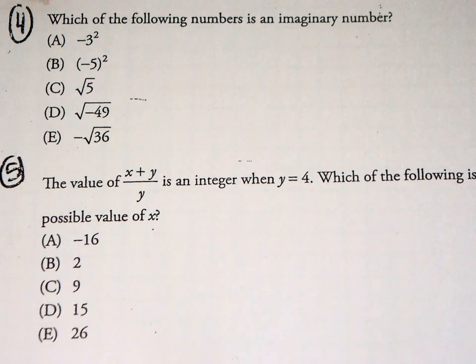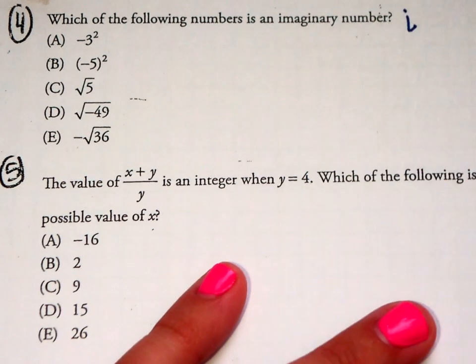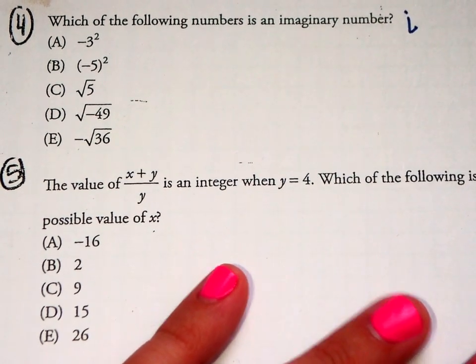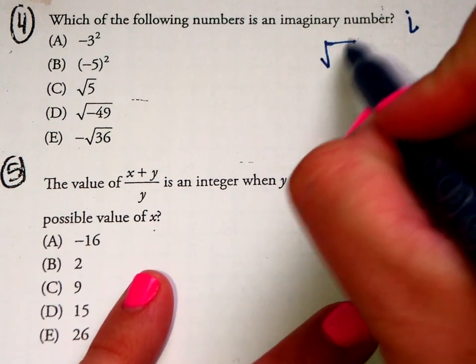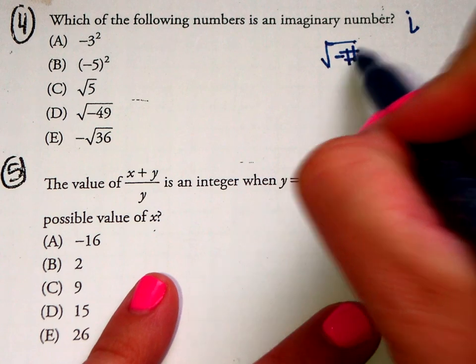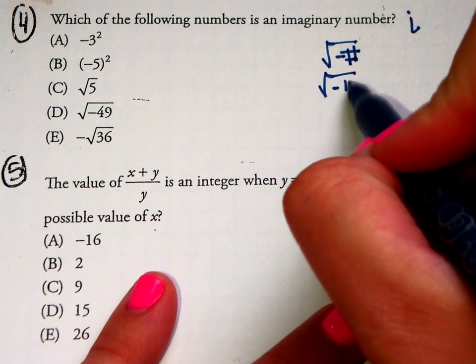To do this problem, it says which of the following numbers is an imaginary number. Now, remember what we talked about imaginary and complex numbers. Imaginary numbers have that i, that little tiny i that stands for imaginary. Now, remember, the way that you get imaginary numbers is by square rooting a negative number. So the square root of a negative number, for example, the square root of -4.